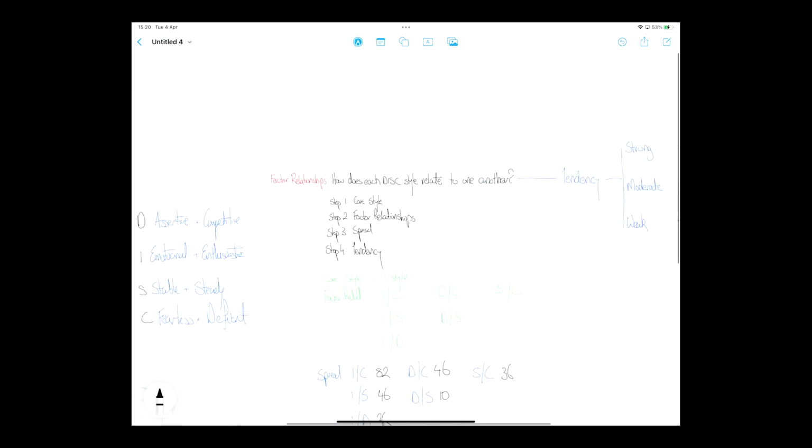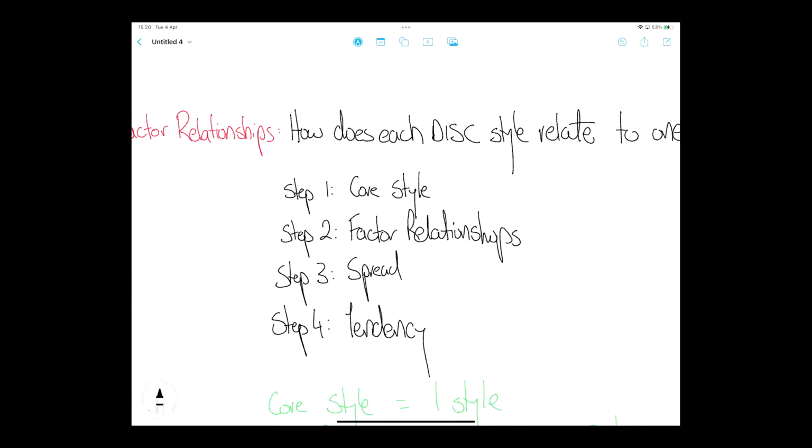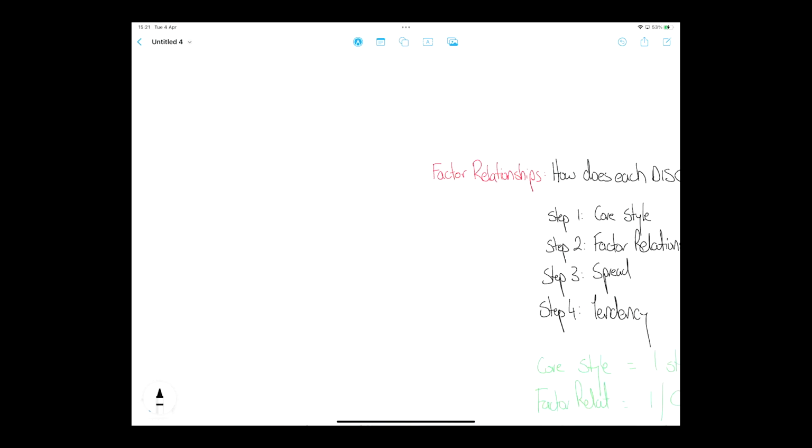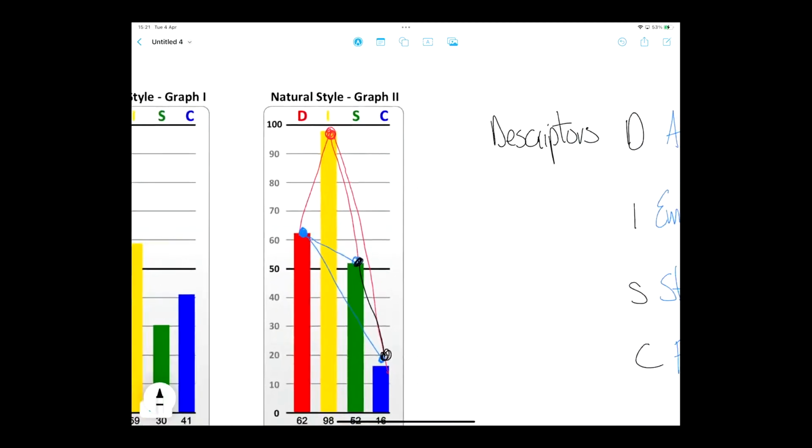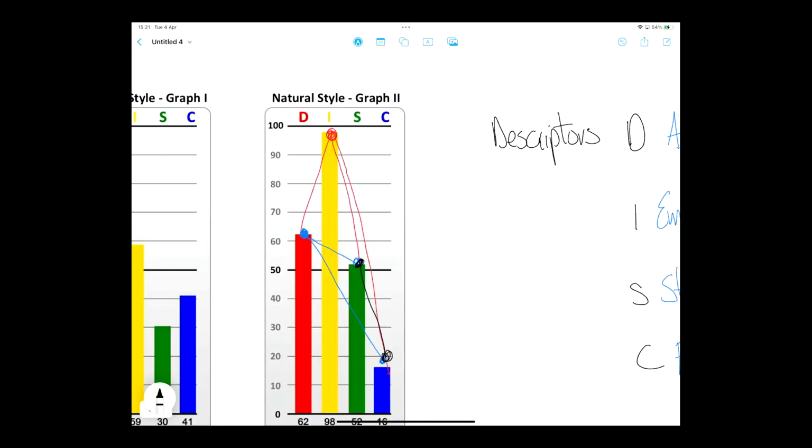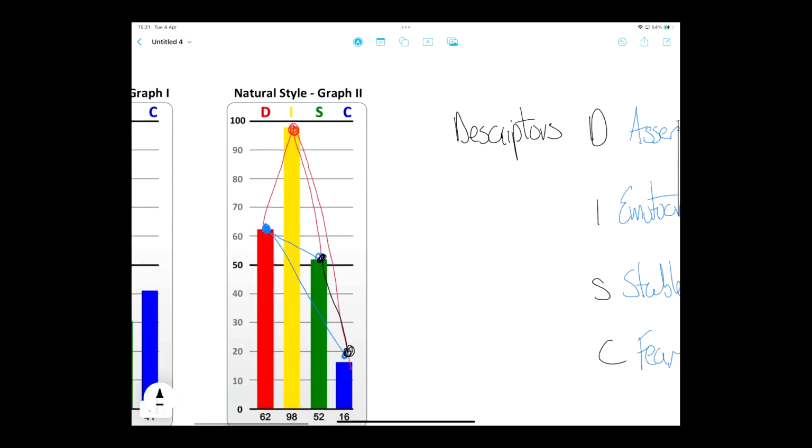So what are we going to do? There's going to be 4 things. First of all, we're going to discover their core style. Which of the DISC styles has the highest score? Secondly, you're going to have a look at the relationship factor. And once again, you're having a look at their highest score in relation to the lowest score, in relationship to the second lowest score, in relationship to the third lowest score.